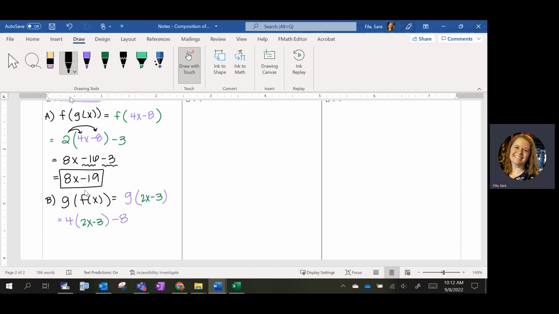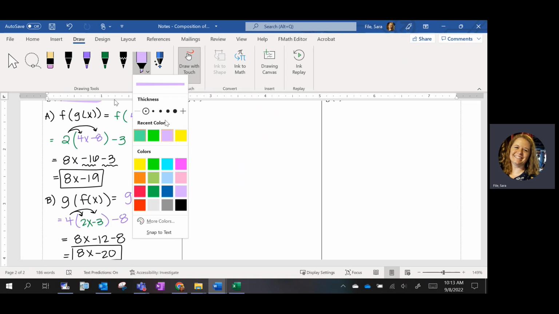So far, so good? Okay, so this time I'm distributing a 4. So that comes out to 8x again. That time it is minus 12, minus 8. So that is 8x minus 20. So that's actually pretty close to the other one, but it's not exactly the same. And we talked about how it should not come out to be exactly the same.